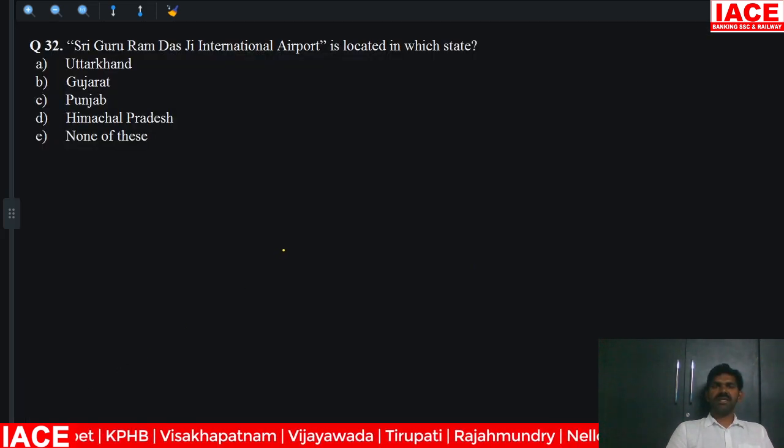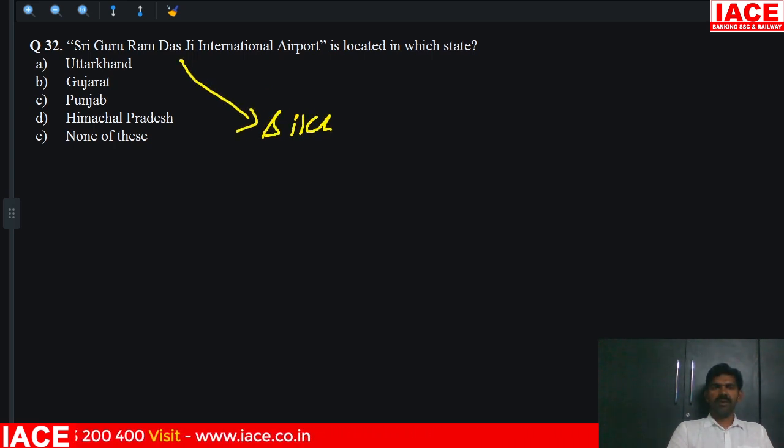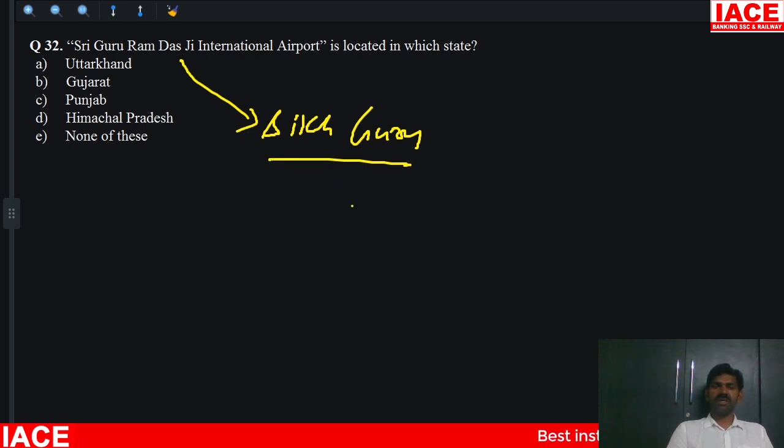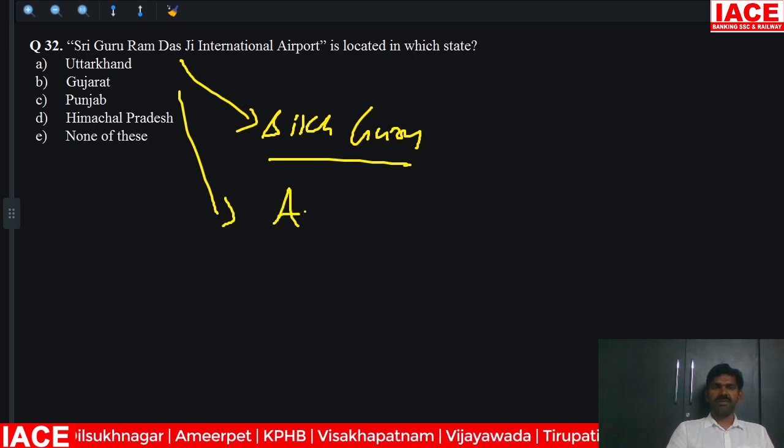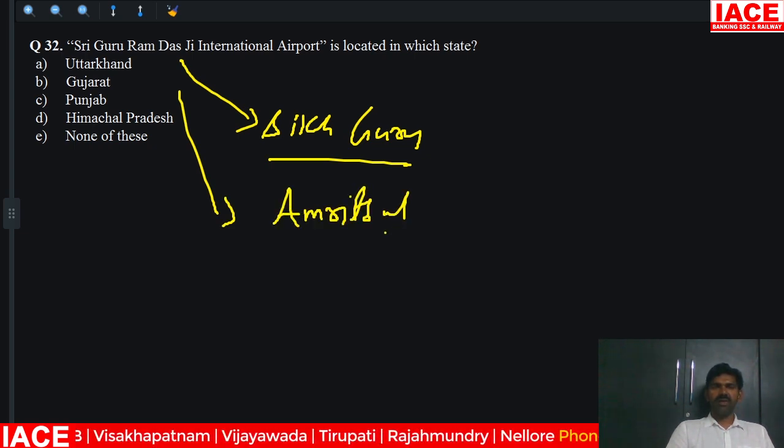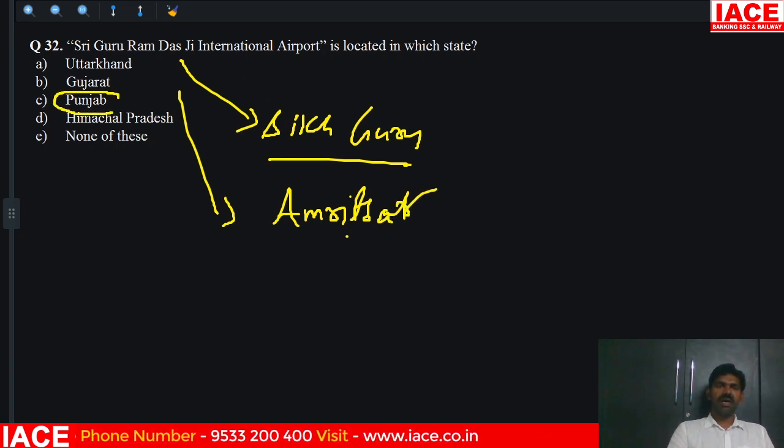Sri Guru Ram Das Ji International Airport is located in which state? Very, very important. You should understand that Guru Ram Das Ji is a Sikh Guru. There are a lot of Sikh Gurus, right from Guru Gobind Singh, Guru Arjun Singh, many people. One of the Gurus in the lineage is Guru Ram Das Ji. And this international airport is named after Guru Ram Das Ji because he is the founder of the city of Amritsar. Amritsar and the Golden Temple, all these contributions were made by Guru Ram Das Ji. So it is present in Punjab, Amritsar. Very, very important.